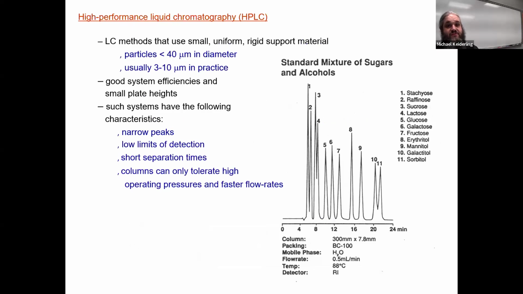High-performance liquid chromatography uses a small, uniform, rigid support material with particles less than 40 micrometers in diameter. They're usually 3 to 10 micrometers. It has good system efficiencies and small plate heights. You have narrow peaks, low limits of detection, shorter separation times, but the columns can only tolerate high operating pressures, and faster flow rates.